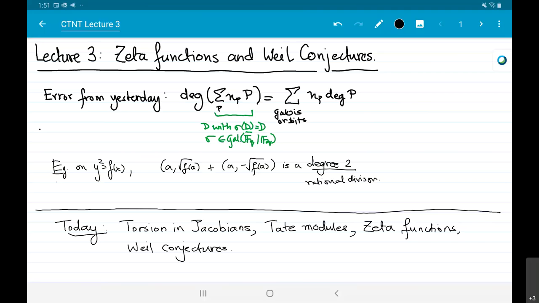Okay, great. So today I'm going to talk about zeta functions and weight conjectures.